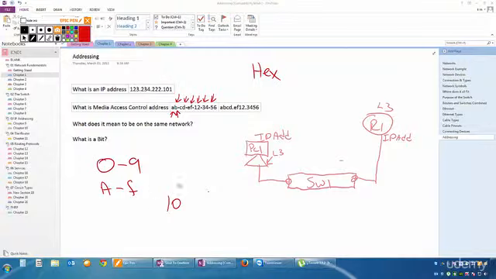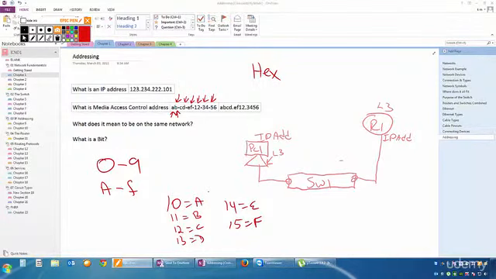Now, the nice thing about it is, if I want to write a 10, I will use the letter A. 11 will be B, 12 will be C, 13 will be D, 14 will be E, and 15 will be F. So you would never see in a hexadecimal value, as far as our MAC addresses are concerned, anything higher than an F, and you would see anything that's 0 through 9.